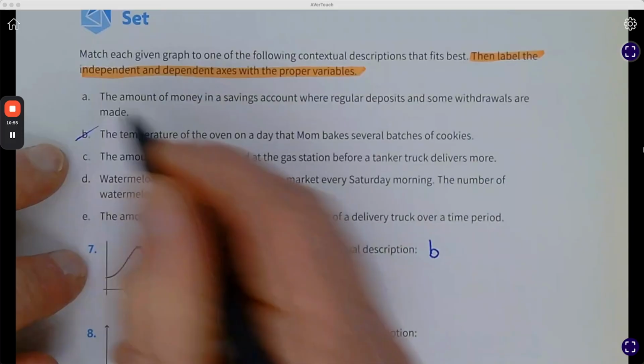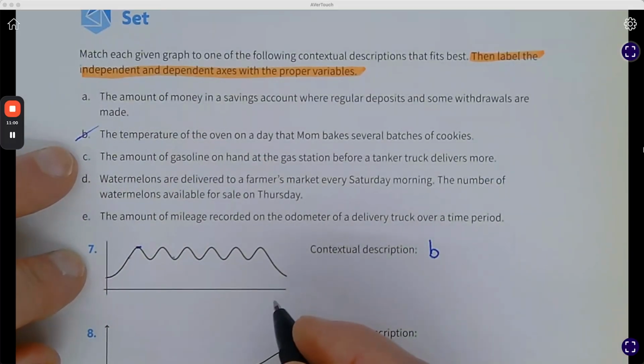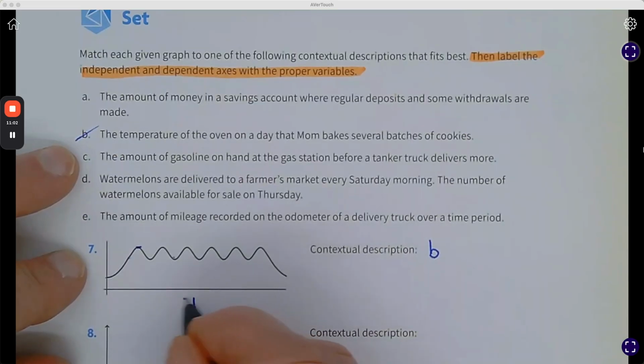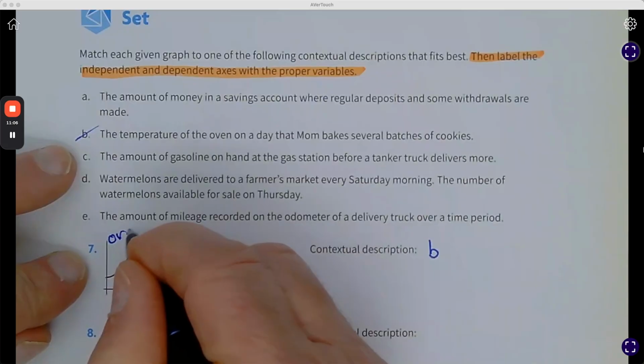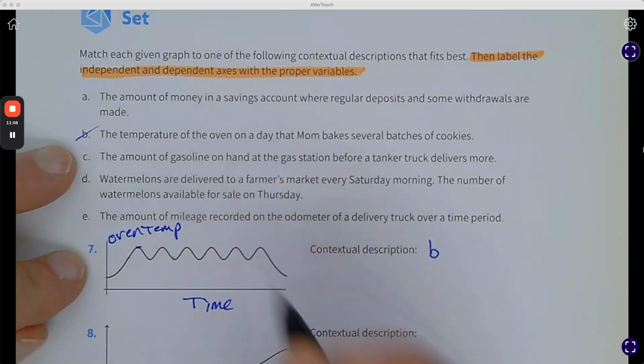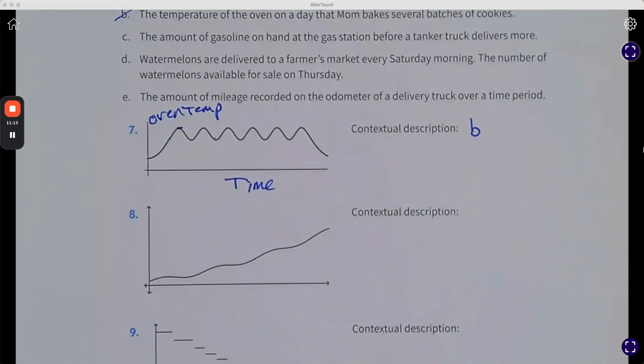Temperature in an oven. Time is always horizontal. So this is going to be time. And this is going to be oven temperature. Time is always your x-axis, all right? All right, let's take a look at this one.